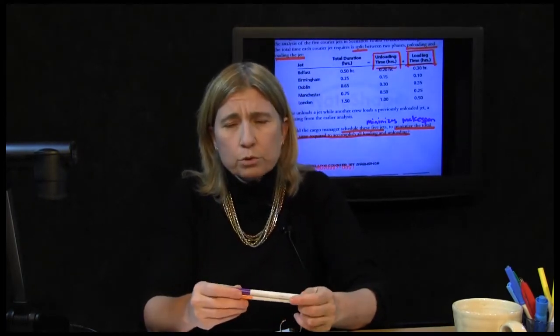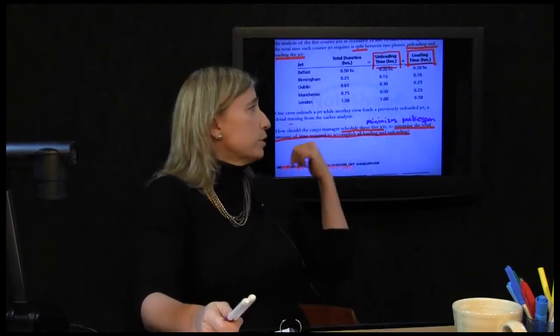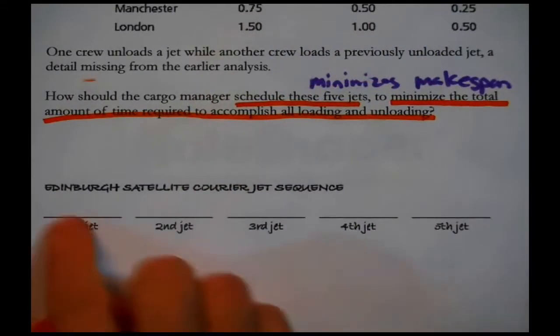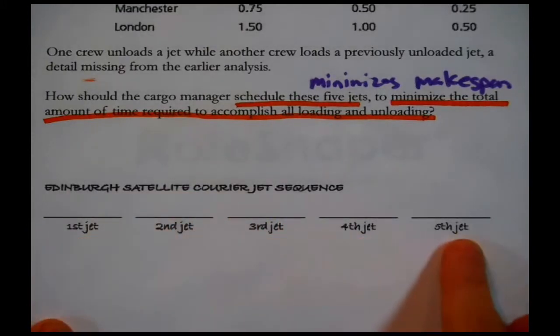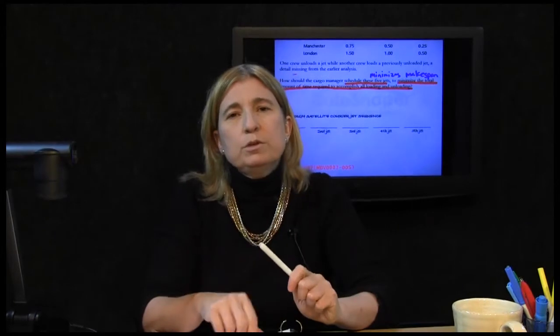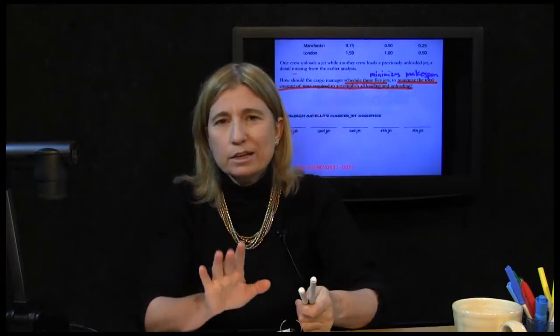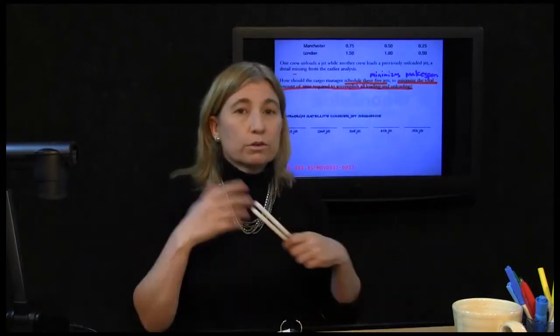With Johnson's rule, if you don't happen to have, for instance, this note frame you're working on in any problem, the first thing you do is you should make yourself a worksheet. Just like you see here. It says Edinburgh Satellite Center sequence, and see how there is just 5 blanks? There are 5 jets to be scheduled. Make yourself a worksheet with 5 blanks. Who's going to be first? Haven't decided that yet. Who's going to be second? Who's going to be third through 5th?